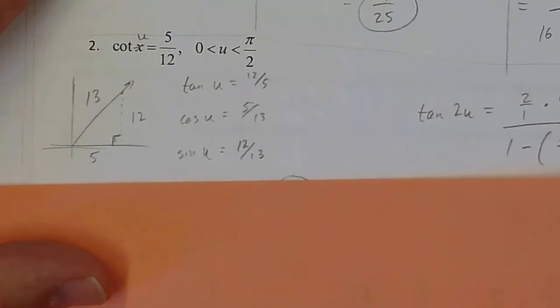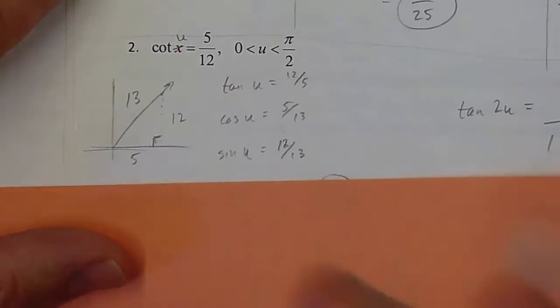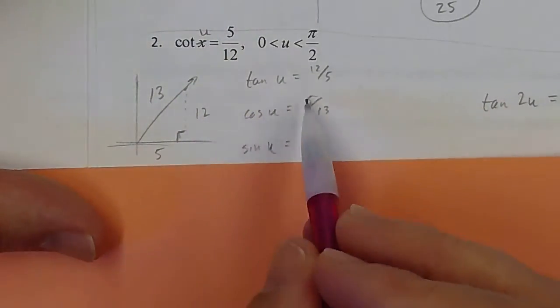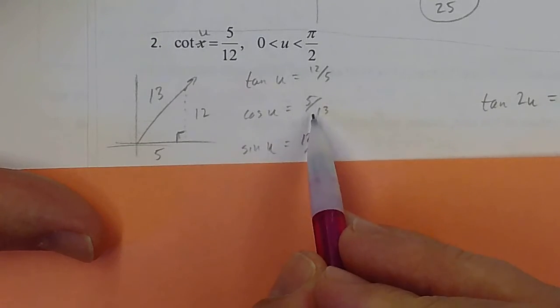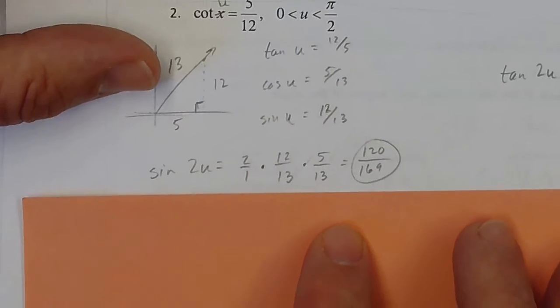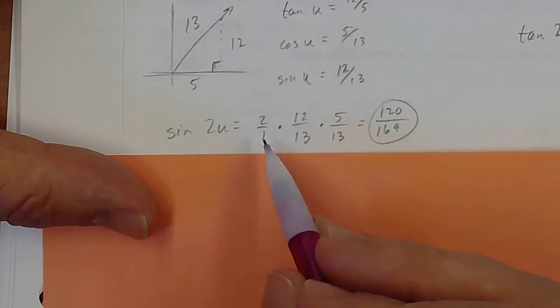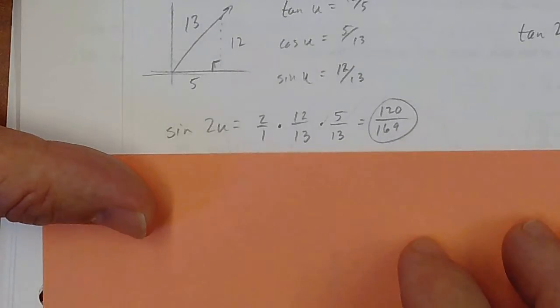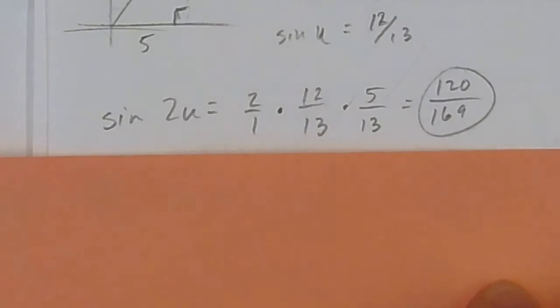Here's just a checkpoint to make sure things are going good. 13 should have been your hypotenuse. I didn't sketch that in a different spot, but anyways, cosine u is 5/13, sine u is 12/13. So here's the answer to the sine double angle: 2 times the product of these two. So we should get 120 over 169.